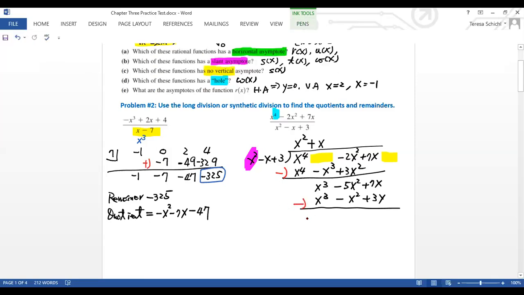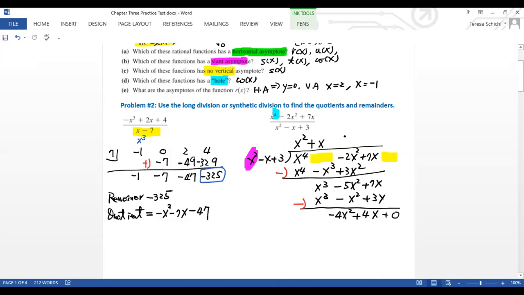Don't forget that for long division you subtract, so we need to be careful about the negatives. The x cubed cancels. Negative 5x squared minus negative x squared, minus minus is positive, gives you minus 4x squared. 7x minus 3x is plus 4x. And I have the constant drop down here, which is zero.